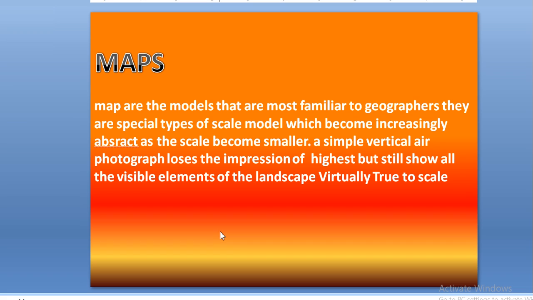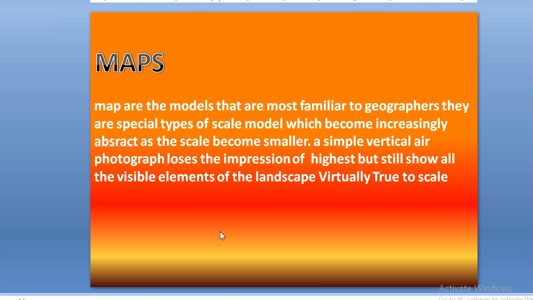So next is maps. Maps are the models that are most familiar to geographers. They are special types of scale model which become increasingly abstract as the scale becomes smaller. At one end of the spectrum is the stereoscopic vertical air photograph, which provides a virtually true scale model of the real world. It is however static and represents only the area shown at one instant of time.